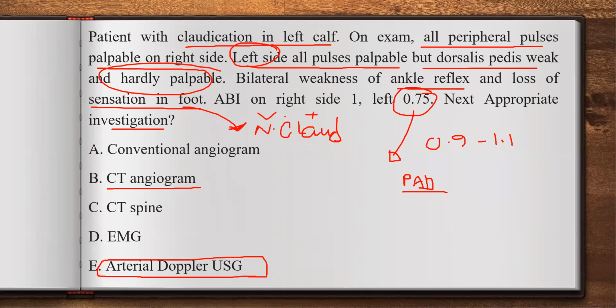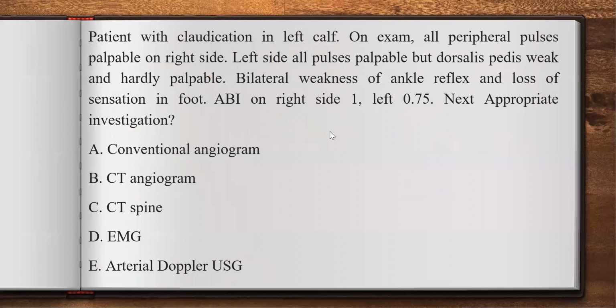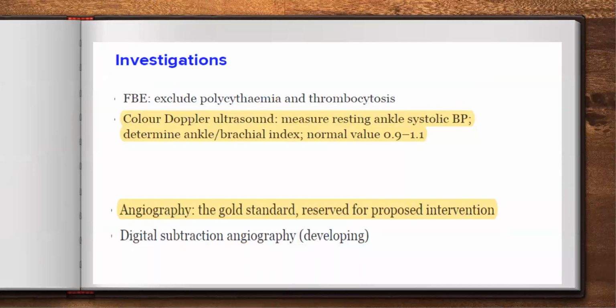Now, sometimes you can get confused between A and B because both of these two can be done. When we do CT angiogram, if in this question they would ask you what is the most appropriate investigation, that would be CT angiogram. Now, 0.75 ABI is not that bad. Okay. So if we look at here, we always do color Doppler ultrasound.